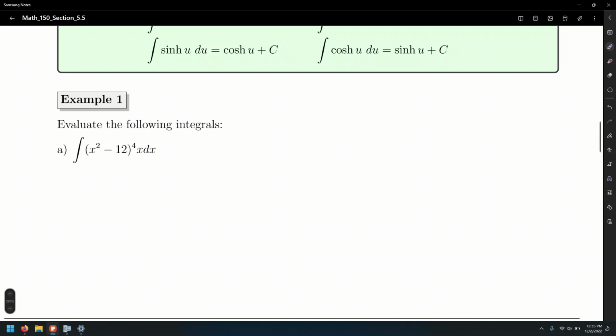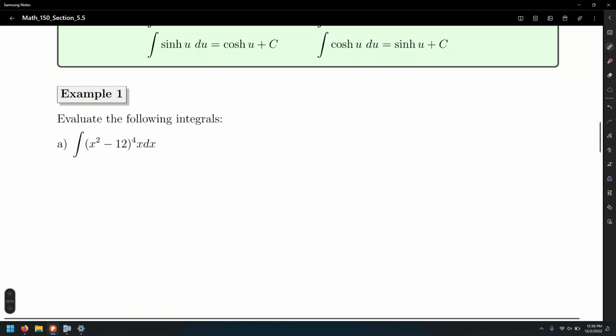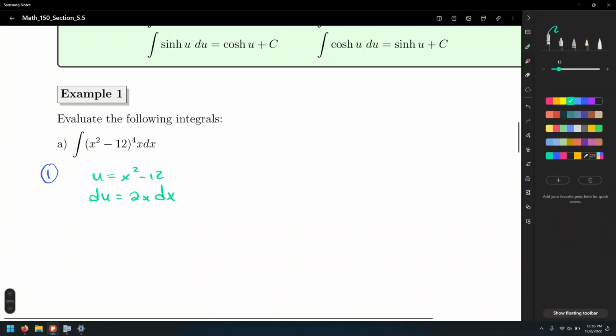And the first method is actually the method that I will stick to in subsequent problems. So method number one is to set u equal to x squared minus 12. So we need to find the differential of u, that is du, the derivative of x squared, which is 2x dx. Now, notice in this case, outside of the parentheses, I have this x dx right here. However, in this setup, I will have to solve for x dx. So x dx equals 1/2 du.